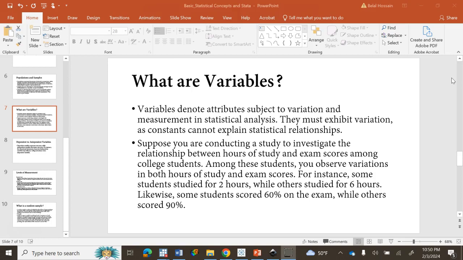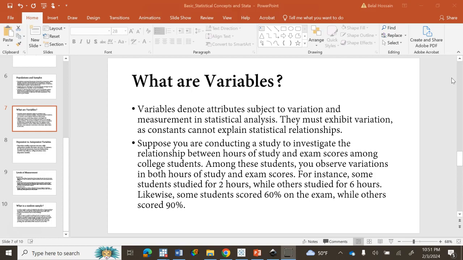Suppose you are conducting a study to investigate the relationship between hours of study and exam scores among college students. Among the students, you observe variation in both hours of study and exam scores. Just think of the example of hours of study. Some students study 4 hours a day, some students study 5 hours a day, some 10 hours. So it varies across individuals, or your unit of analysis, right?